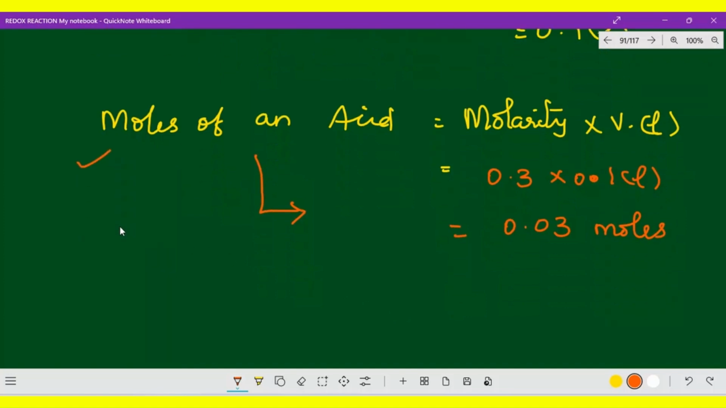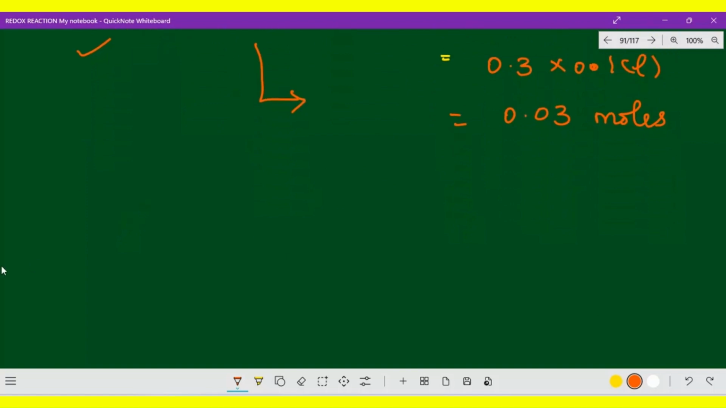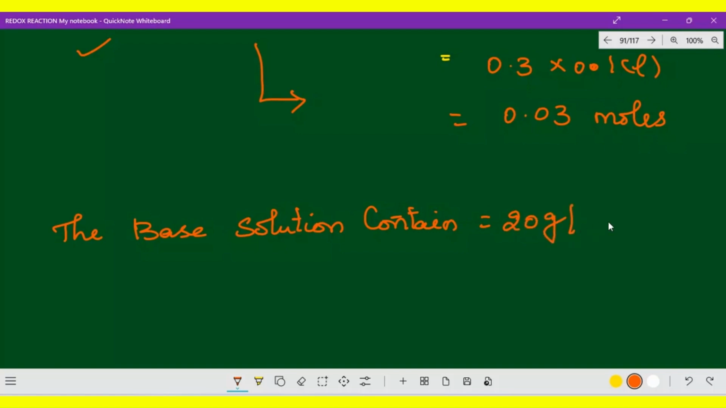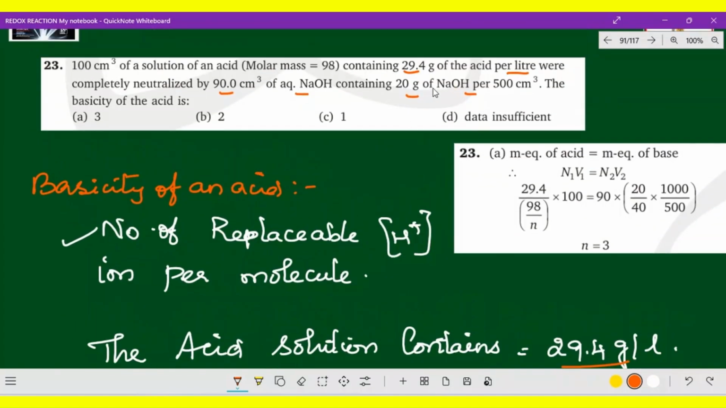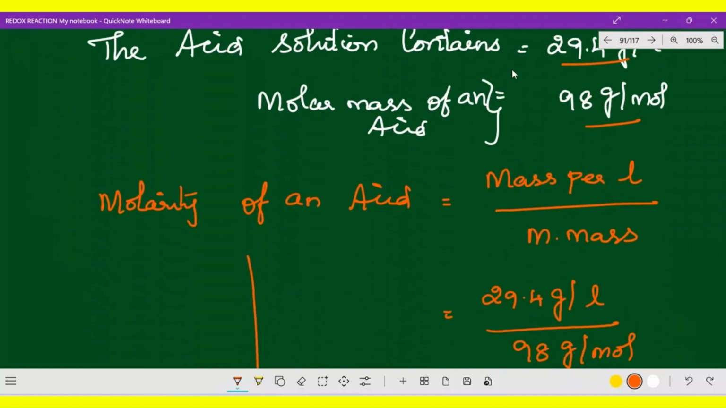The same way, let us go and identify the base. The base solution contains, they have also given all the particulars: 20 gram per 500 centimeter cube. In the question they mentioned 20 gram of sodium hydroxide per 500 centimeter cube. The same way here, 29.4 gram of acid per liter. Here they have given 500 centimeter cube.